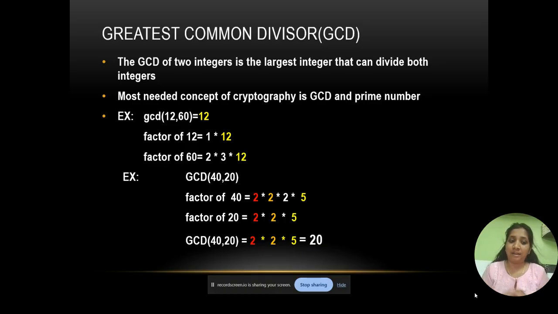Why does it matter in cryptography? It is used to determine if numbers are relatively prime or not, which is crucial in algorithms like RSA and the Diffie-Hellman algorithm. There are two ways to find a GCD: by factorization, or secondly by the Euclidean algorithm, which is more efficient.